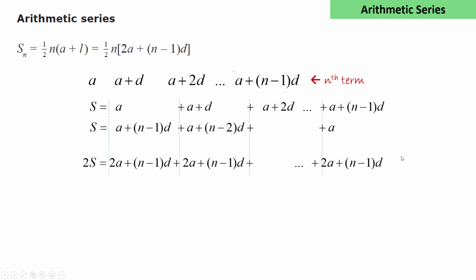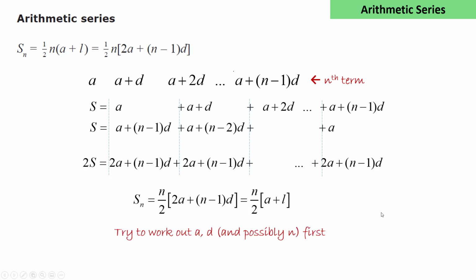So if we add the two equations, we get 2S on the left-hand side, and it equals n sets of 2a plus (n minus 1)d. And therefore, this sum to n terms will be n over 2 (2a plus (n minus 1)d), or n over 2 (the first plus the last). The general tip for solving arithmetic series problems is always try to identify and calculate the first term and the common difference.